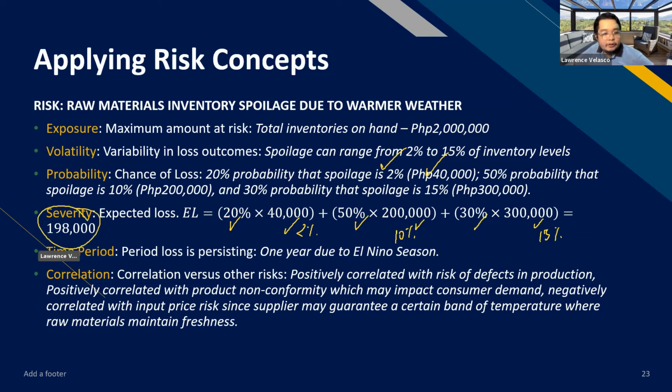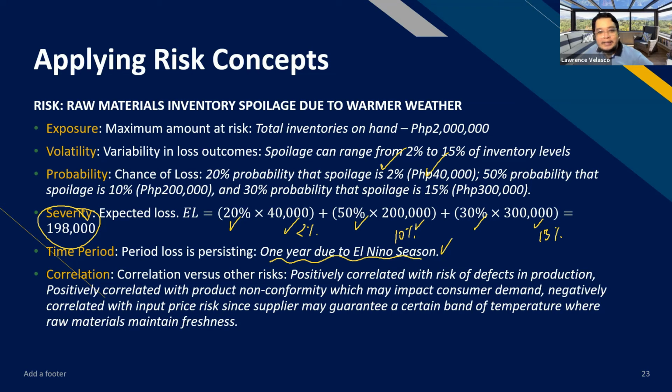Okay. So time period, for example, nangyayari lang to because there is El Nino. So that's the period of loss where the period where the loss is persisting. Okay, so in this case, 1 year lang kasi El Nino season, for example, ngayon.